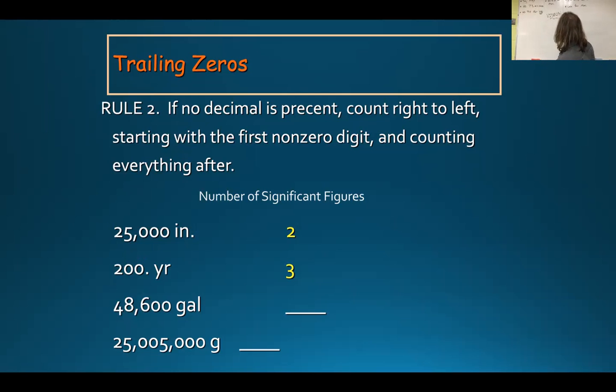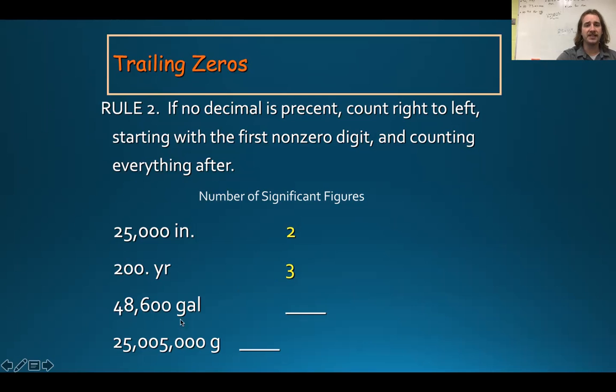As 2.5 times 10 to the 4th. And this was inches. Again, still having just two significant figures. All of these trailing zeros here are placeholders. But the one below it, we got this decimal. So we count right to left. We'd start with the 2, count everything after it. That is exactly 3 significant figures.